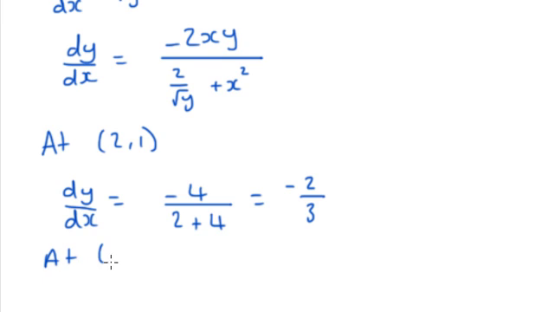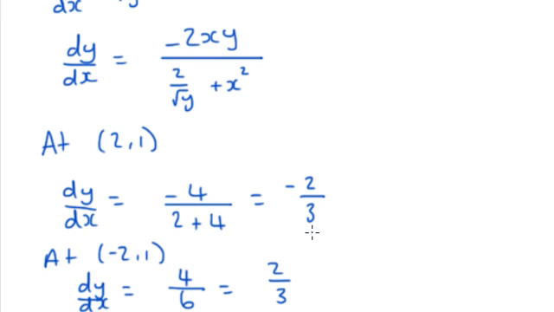At (minus 2, 1), we're going to get plus 4 on the top this time, and still 6 on the bottom, still 2 plus 4 on the bottom. So 2/3 at (minus 2, 1), and minus 2/3 at (2, 1).